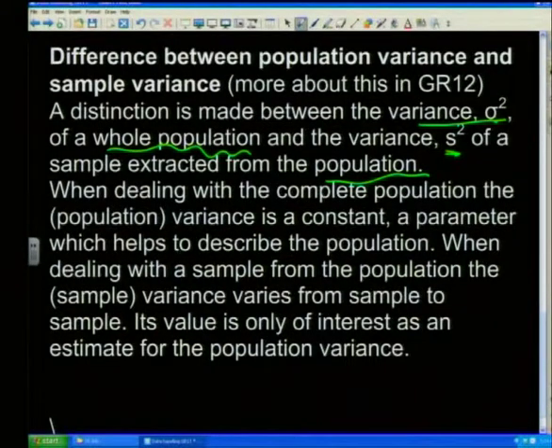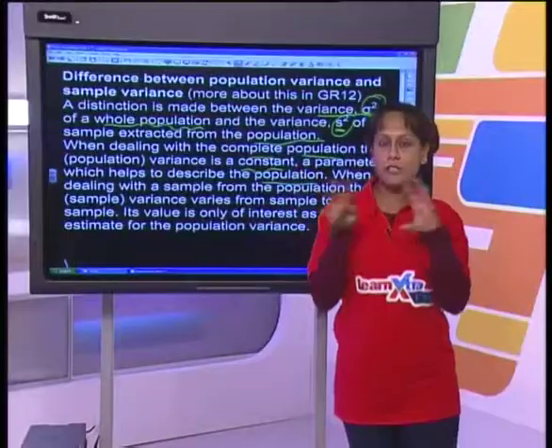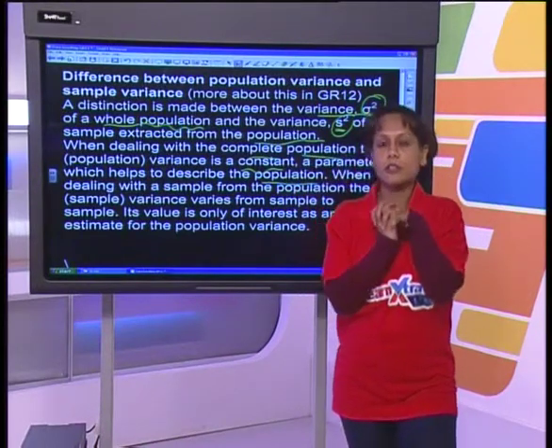So let's explain this a little bit more. When we deal with the complete population, the population variance, your sigma squared, is always going to be a constant. And that's always going to be a parameter which helps to describe the population as a whole. But when we look at a sample from the population, which is S squared, that variance can change from sample to sample. So if you have a whole population of 1 billion people, that variance is going to stay the same for the population, but every time you take a sample, those sample variances are going to be different.